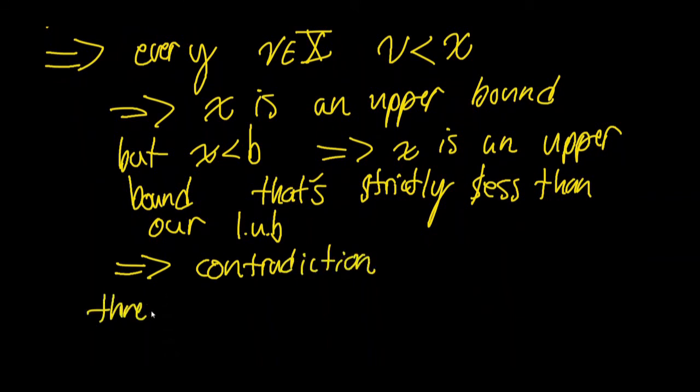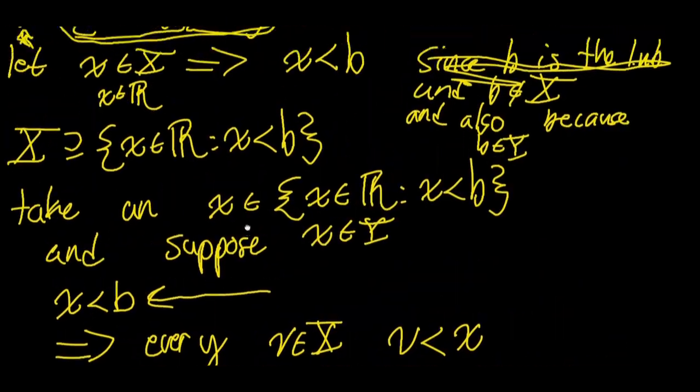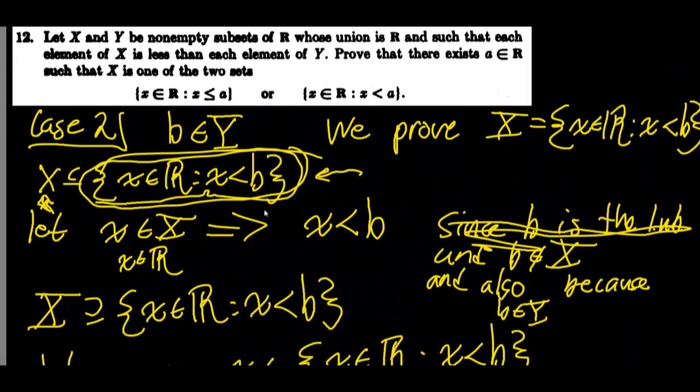Therefore, x is in X. And we've done it. We've proven that there exists an element, namely the least upper bound of X, such that X is equal to one of the following two sets.